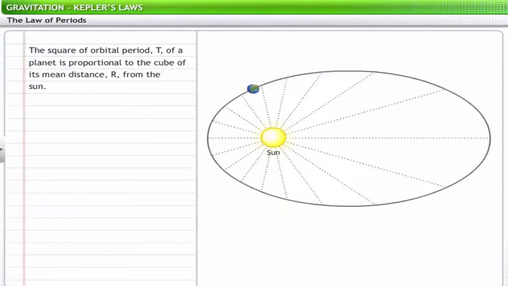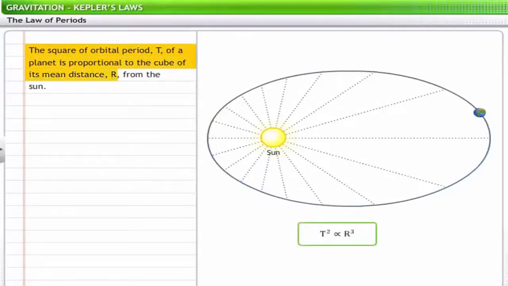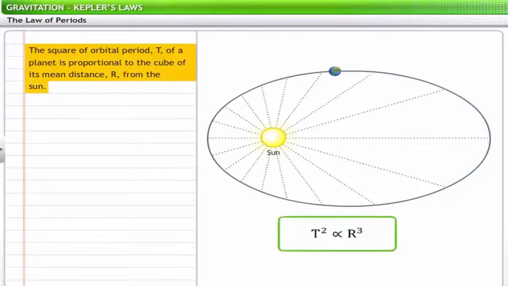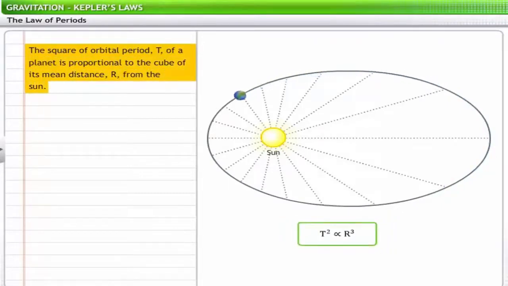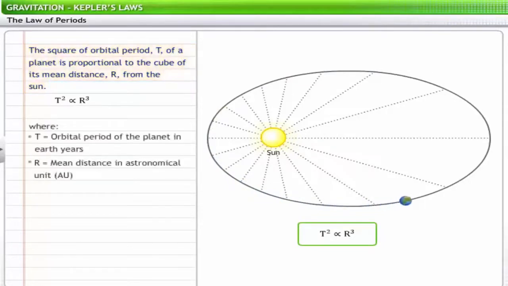The law of periods states that the square of orbital period T of a planet is proportional to the cube of its mean distance r from the Sun. Hence, you can express the law of periods as T square proportional to r cube, where T is the orbital period of the planet in Earth years, and r is the mean distance in astronomical units. Astronomical unit AU is the mean distance between the Earth and the Sun.